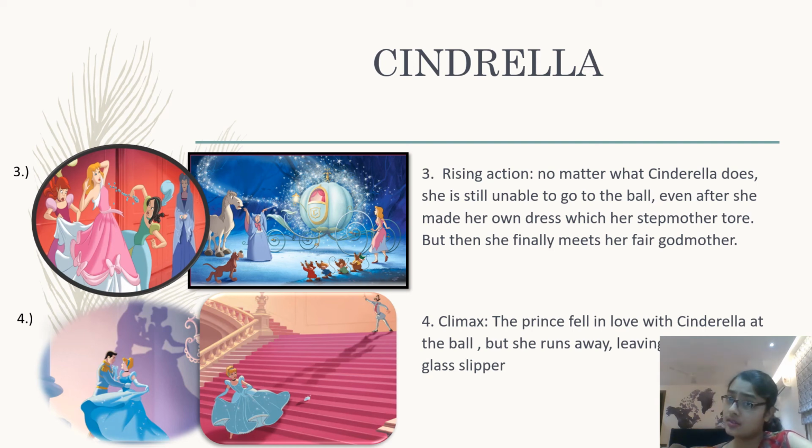After the rising action, we will have the climax. Now the climax is the ball itself. It's where the prince and Cinderella meet, and they fall in love there, but she runs away because she has a 12 o'clock deadline, and she leaves behind one glass slipper. And this is the climax. It's the major event that happened. It's the major conflict of the story. So this is our climax, and in the end, Cinderella left the glass slipper.